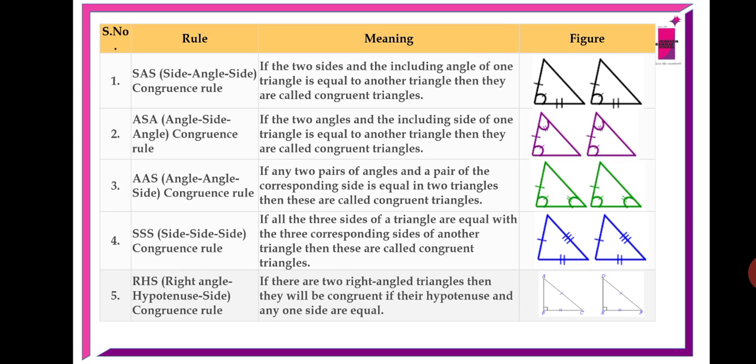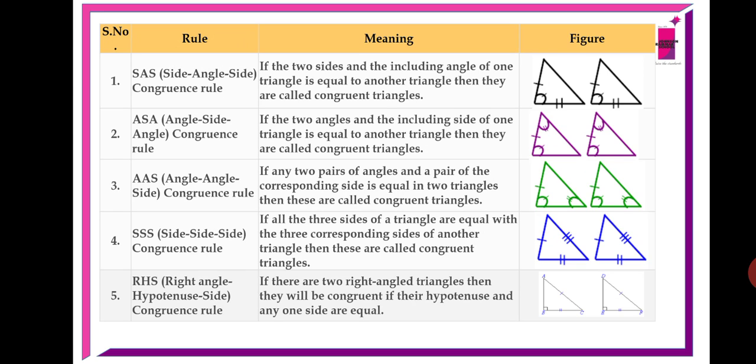SSS, the side side side congruence rule. If all three sides of a triangle are equal to the three corresponding sides of another triangle, then they are called congruent triangles. You can see in the figure. The final rule is RHS, right angle hypotenuse side congruence rule. If there are two right angled triangles, then they will be congruent if their hypotenuse and any one side are equal.